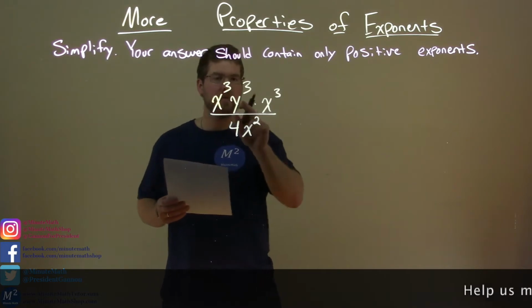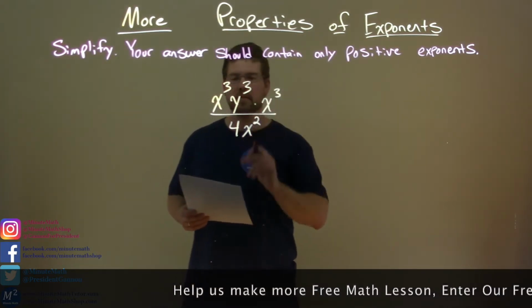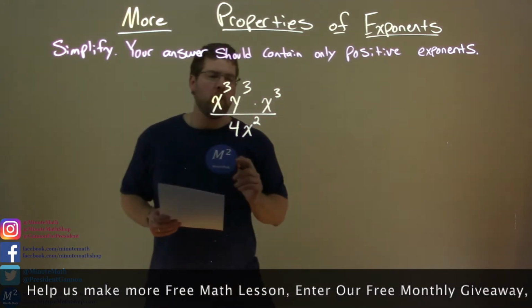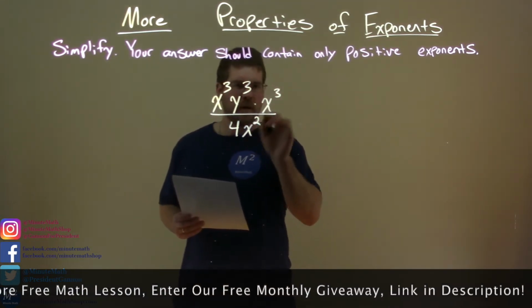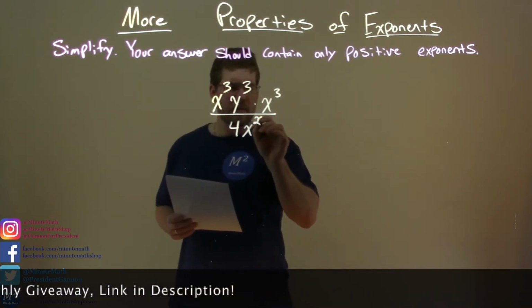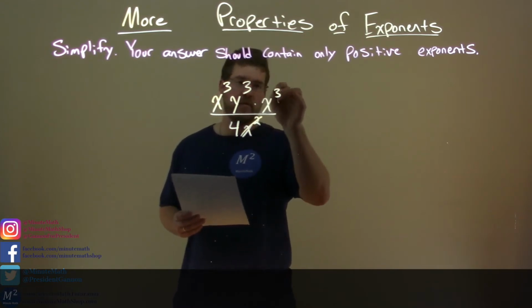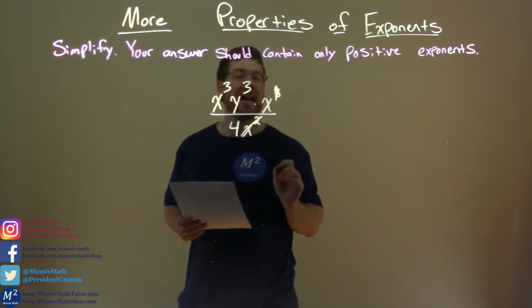X to the third times y to the third times x to the third, all over 4x squared. Well, let's look at our x's here. We have x squared and x to the third right there. We can simplify that. 2 x's down here get eliminate 2 in the numerator. There's 3 up there, so if you get rid of this, we're left with just 1 x there.